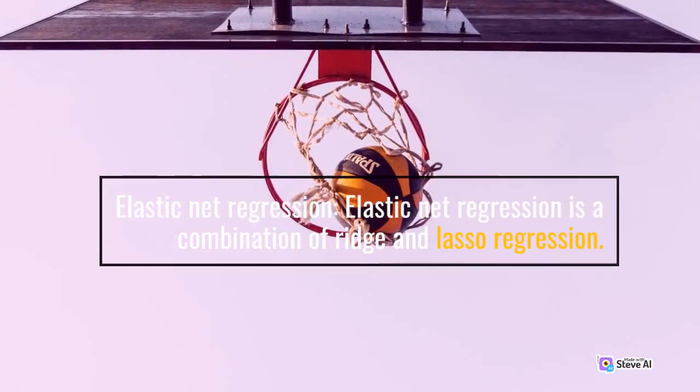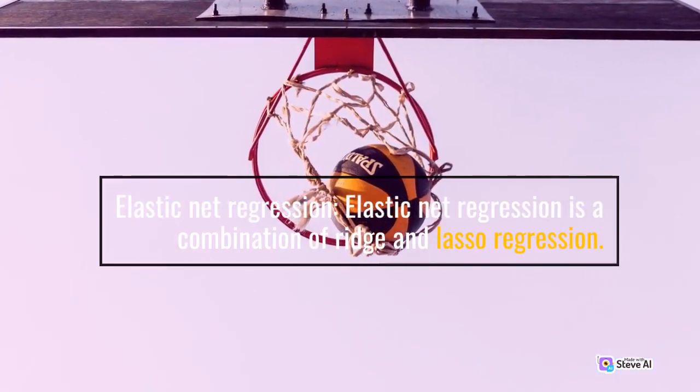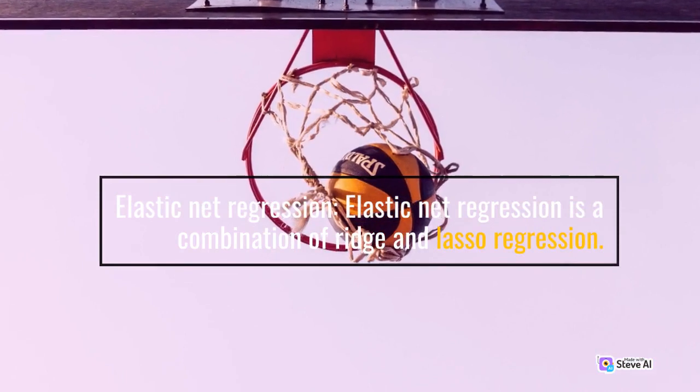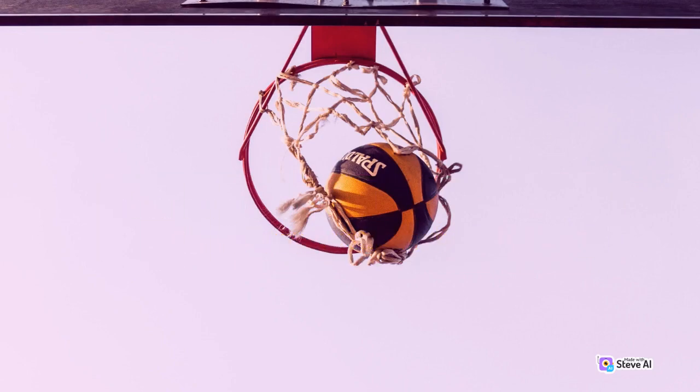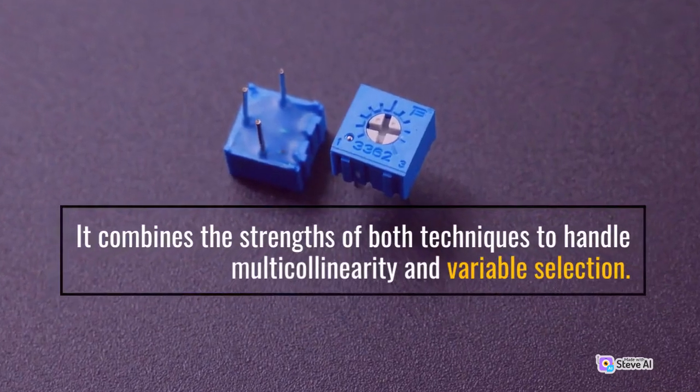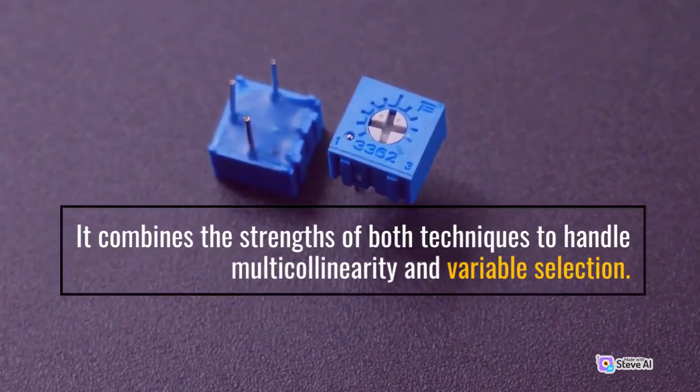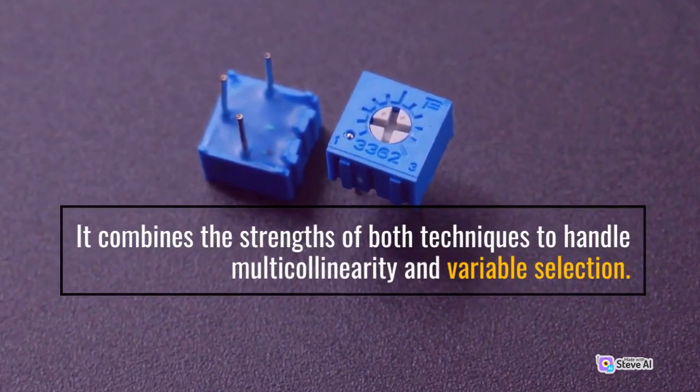Elastic net regression. Elastic net regression is a combination of ridge and lasso regression. It combines the strengths of both techniques to handle multicollinearity and variable selection.